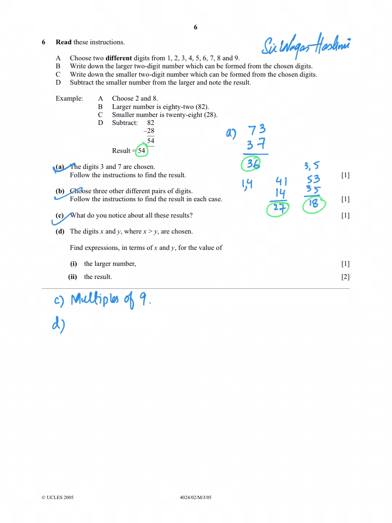Part D. The digits x and y, where x should be greater than y, are chosen. Find an expression in terms of x and y for the larger value of x. Alright. So now you have digits x and y in which it says that x is greater than y. To explain it better, let's take an example here. Let's suppose that I have picked two numbers, that is 5 and 4, right? So what is the highest number? The highest number is 54, right?